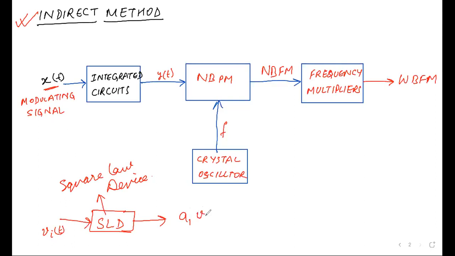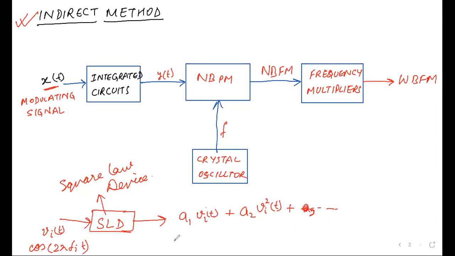After passing through the square law device, we can get Vi(t) plus, maybe A2, taking any arbitrary variable, Vi squared(t) plus A3. So the square law device will generate these square terms and so on. So if this Vi(t) is any cosine signal, let it be cos 2 pi Fi t, and it is passed through a square law device, then what will we get?